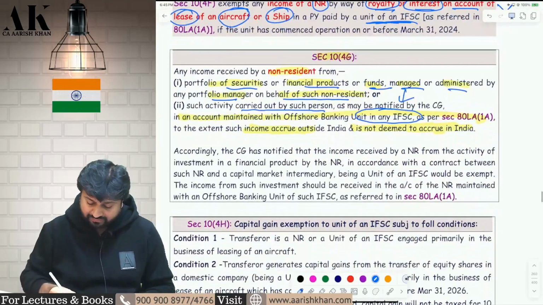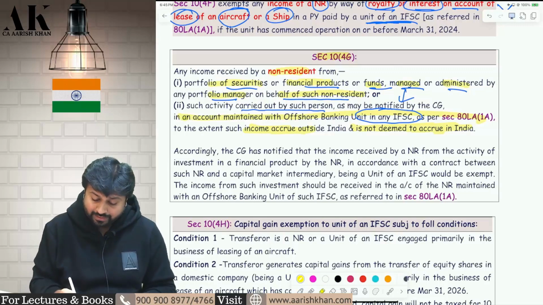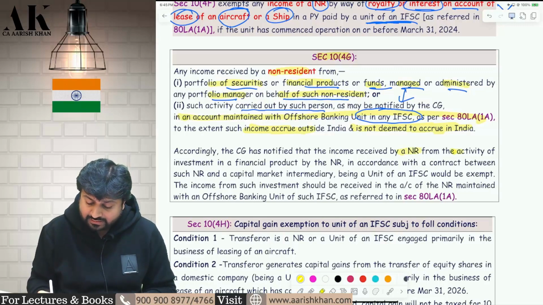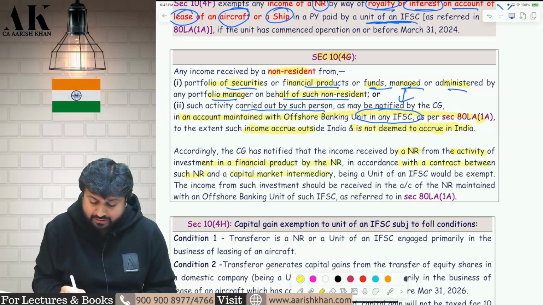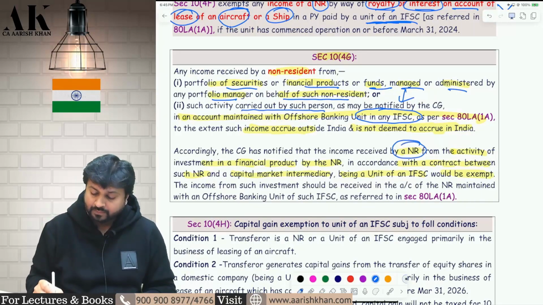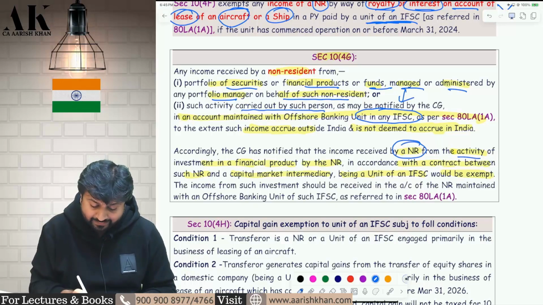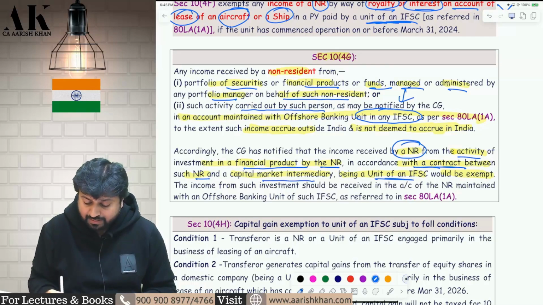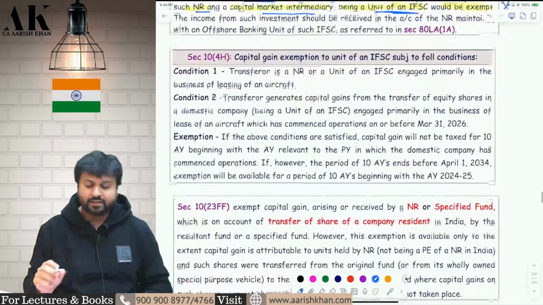So has the government notified any other activity? Yes, the government has notified that income received by a non-resident from the activity of investment in financial product by the non-resident in accordance with a contract between the non-resident and a capital market intermediary being a unit of IFSC would also be exempt over here. So who is the assessee over here? Non-resident. From where is he earning the income? From the activity of investment in portfolio product by the non-resident in accordance with a contract between the non-resident and a capital market intermediary being a unit of IFSC, that will also be exempt under the income tax law.